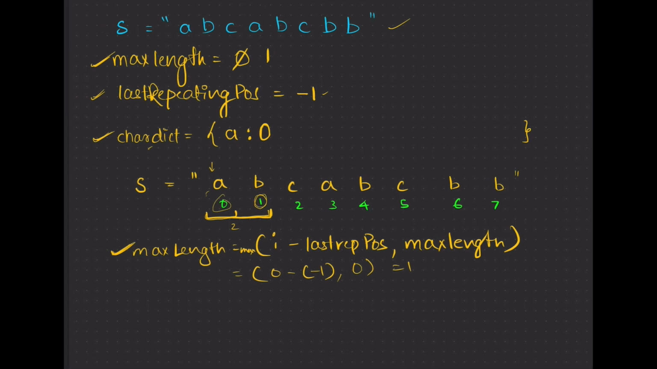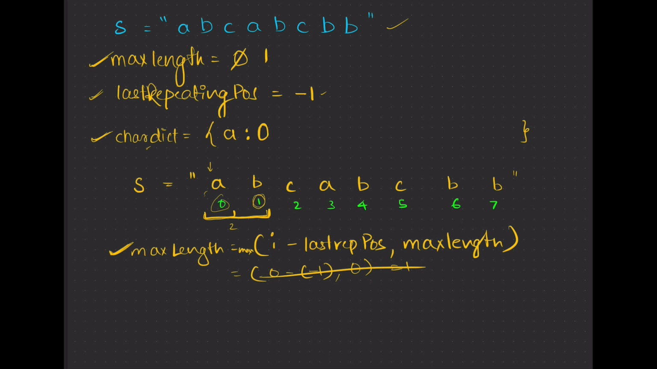Let's update max length first. So this would be the index it's at, minus -1, which is still the last repeating position, comma 1. So this would be comparing between 2 and 1. And this would be equal to 2. That's the max length. So we update the max length since it's greater, and we update the character dictionary to have B as 1.